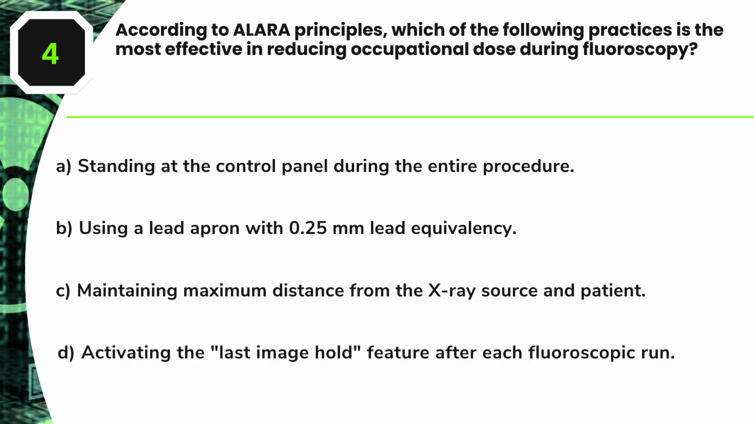Question 4. According to ALARA principles, which of the following practices is the most effective in reducing occupational dose during fluoroscopy? A. Standing at the control panel during the entire procedure. B. Using a lead apron with 0.25 mm lead equivalency. C. Maintaining maximum distance from the X-ray source and patient. D. Activating the last image hold feature after each fluoroscopic run.